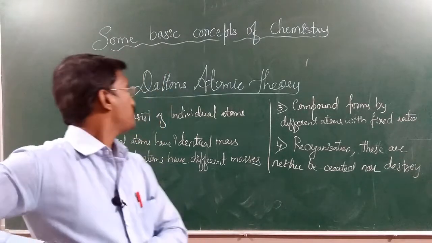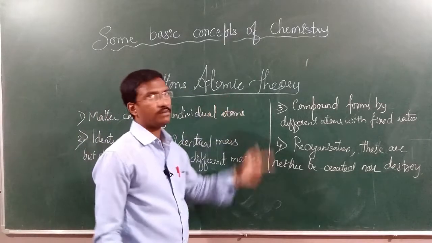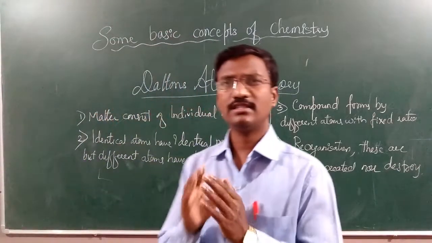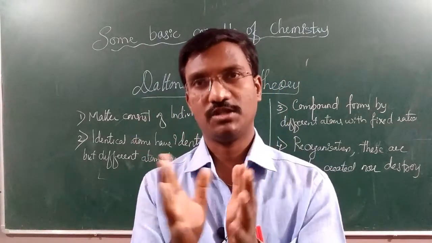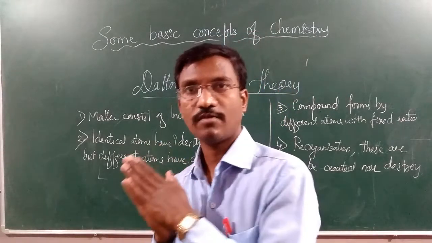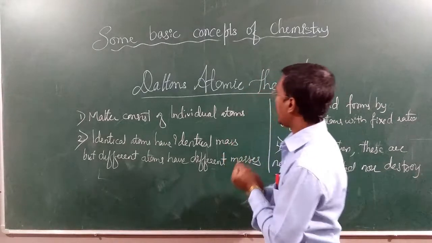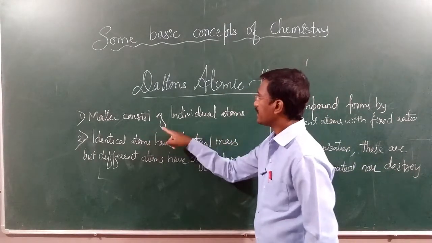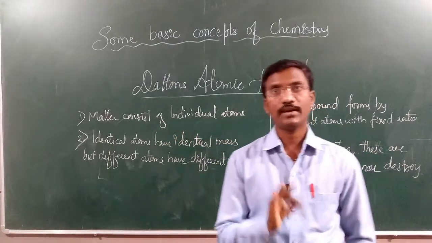So let's begin. Dalton is the name of the scientist. He explained for the first time how atoms combine and form a molecule, and he is stating some points. He is making some assumptions. Assumptions are stated as postulates. Assumptions of Dalton's atomic theory are nothing but postulates. Look at the first one. He has given some postulates. The very first postulate is: matter consists of indivisible atoms.